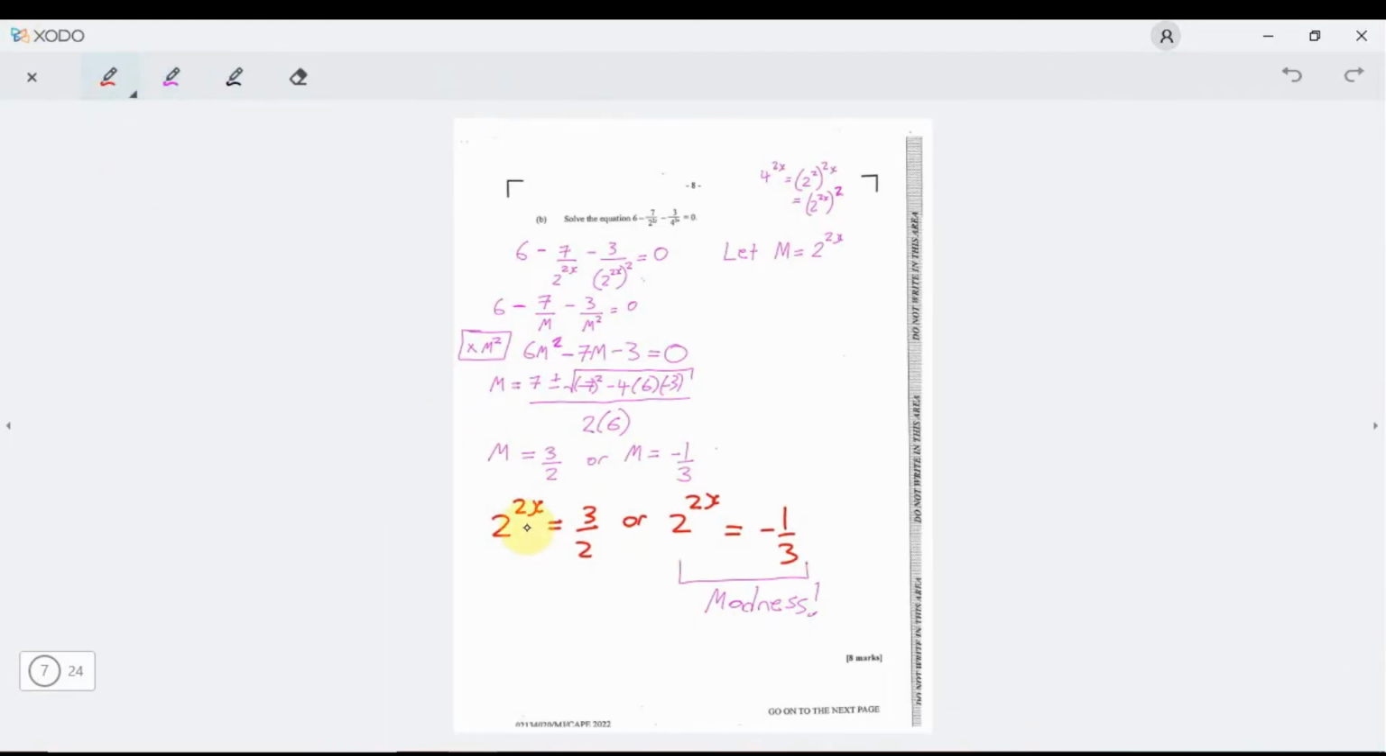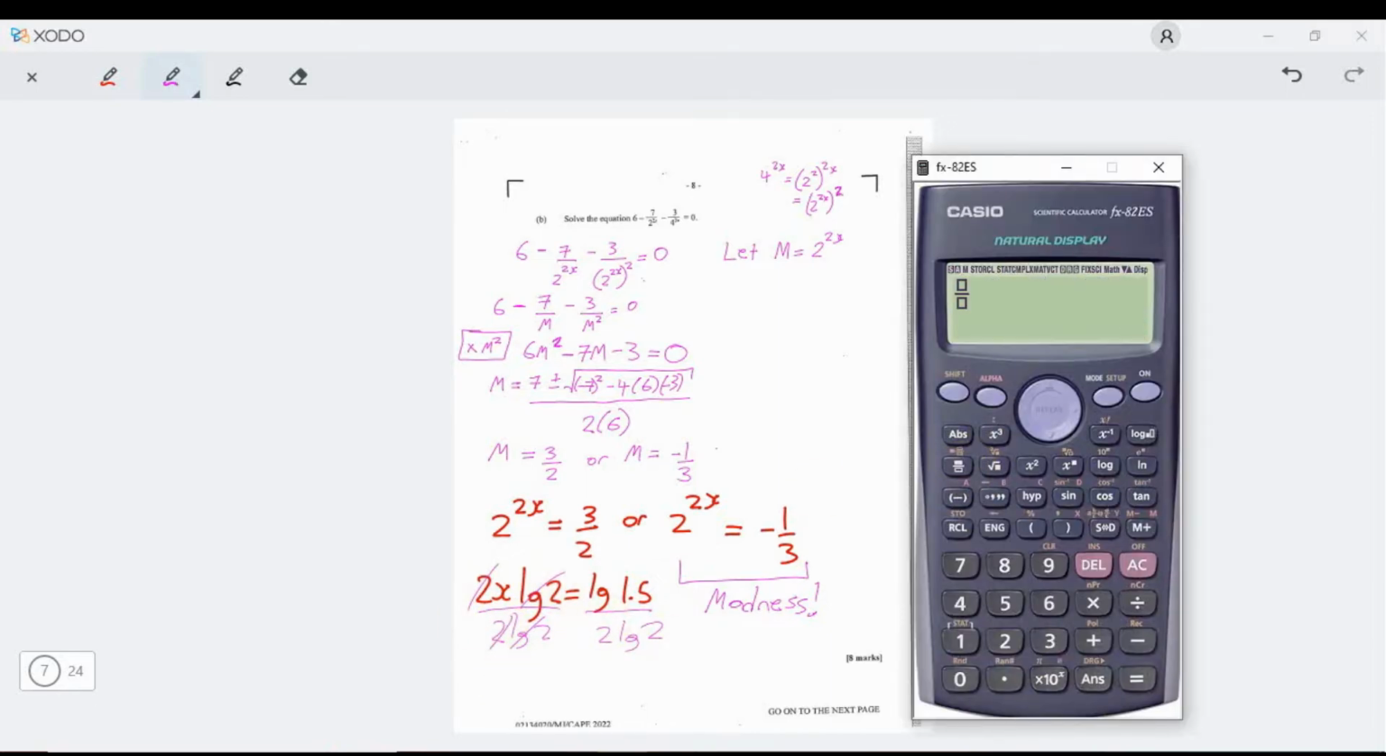The first thing we can do now is log both sides. So 2x log 2 is equal to the log of 3 over 2, or 1.5. Then we can divide both sides by 2 log 2. So the log 2's cancel and the 2's cancel. Then we'll put this in our calculator for x.